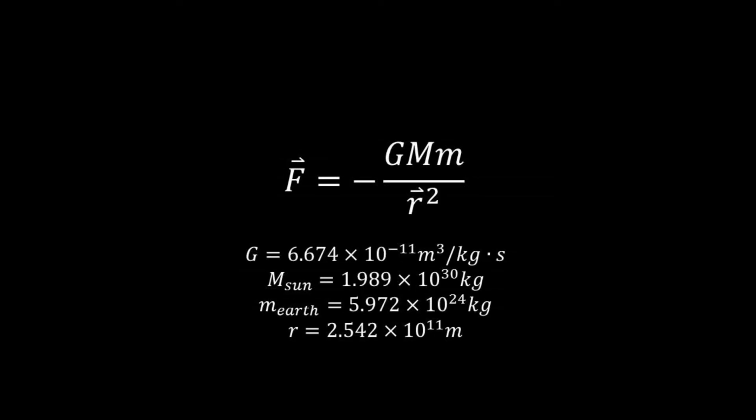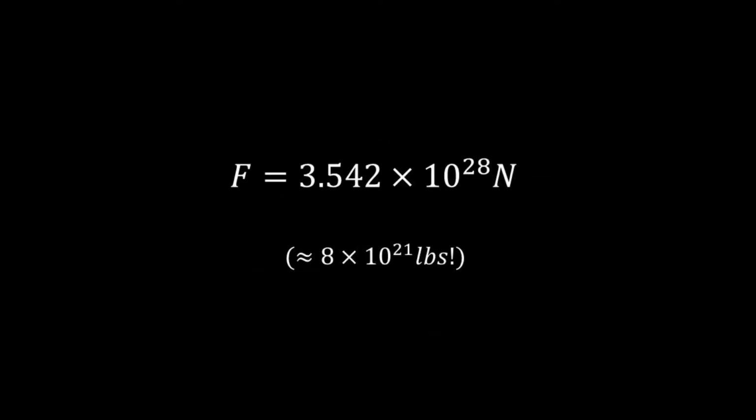Here we have the equation for the gravitational force and some information about the values. If we plug those numbers in, we find that the total force on the Earth by the Sun is that, or 8 times 10 to the 21 pounds, which is gigantic.